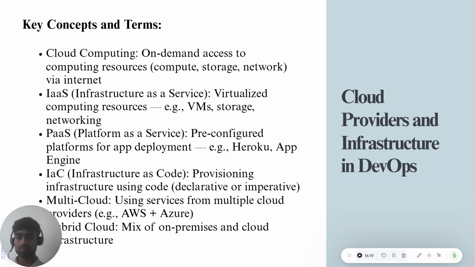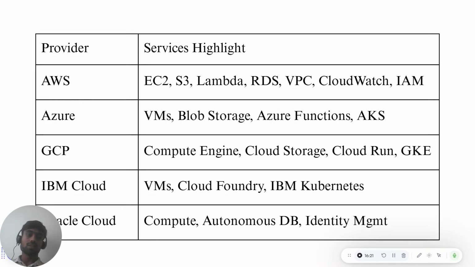Then on this slide, there are some cloud providers and their key service highlights, like which services they provide. First AWS is there. AWS provides EC2 instances, then S3 buckets for storage, then Lambda functions for certain tasks. Then there are virtual private clouds. So all these services AWS provides.